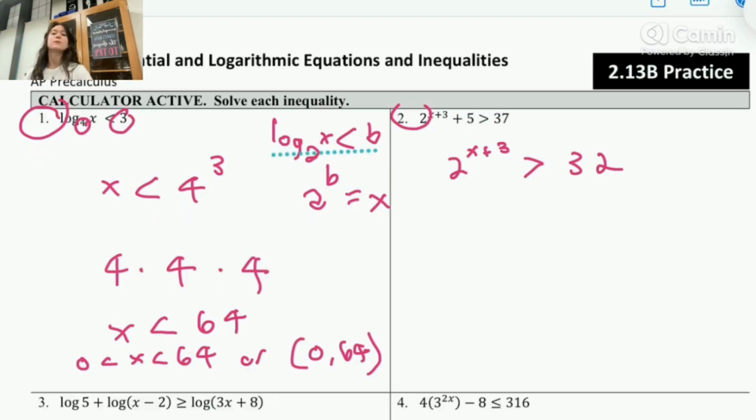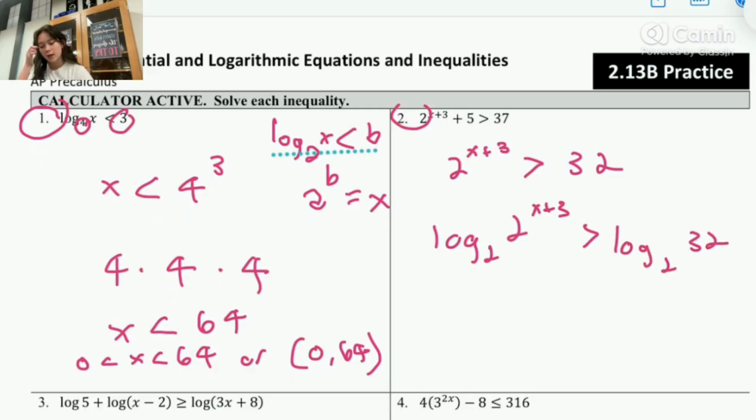And then we're going to bring a log on both sides, so we'll be able to get rid of the 2. So we'll do log base 2 of 2 to the power of x plus 3 is greater than log base 2 of 32. And this will cross out these 2's. Great. And then we'll be able to use the top parts, so the x plus 3 and 32.